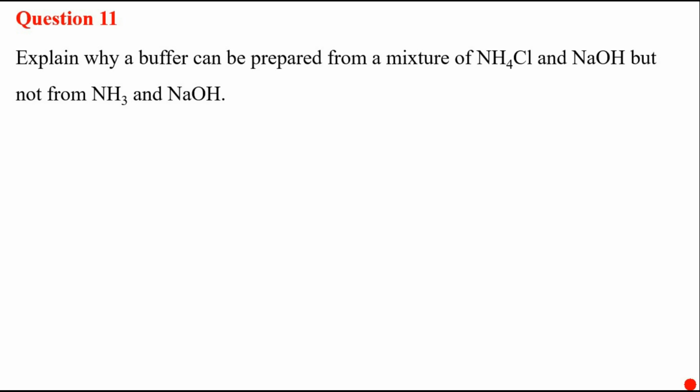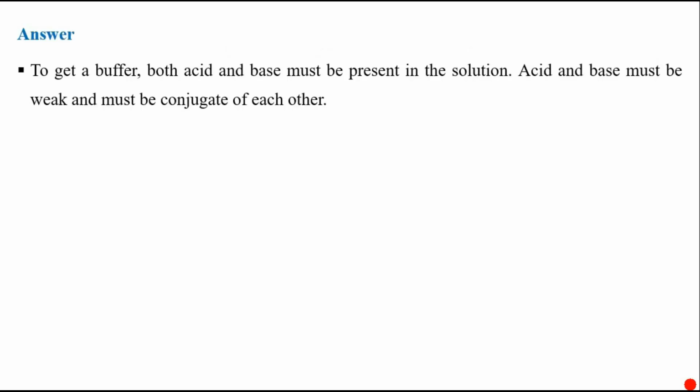So to solve this question, we need to know what a buffer is and what the composition of the buffer is. Now, what is a buffer? To get a buffer, you should have an acid and a base, and both should be weak. That means you should have a weak acid and its conjugate base, or a weak base and its conjugate acid. You should have an acid and a base which are conjugates of each other.